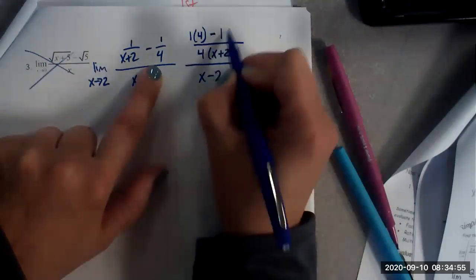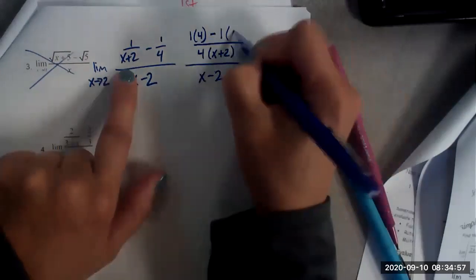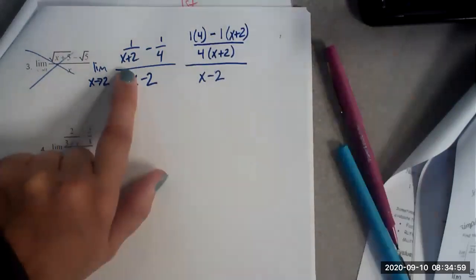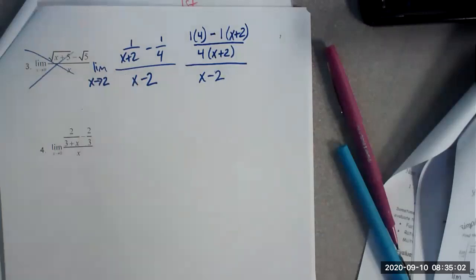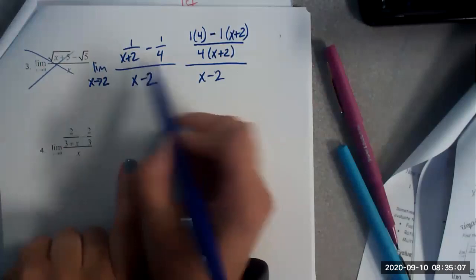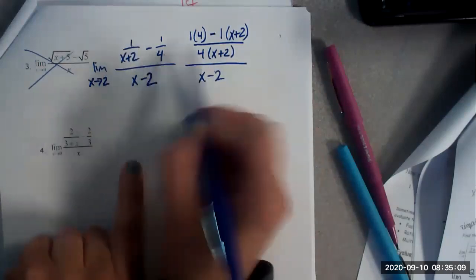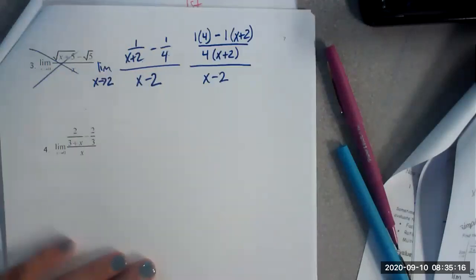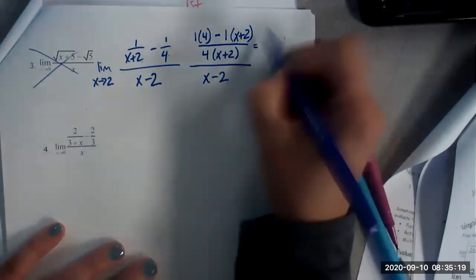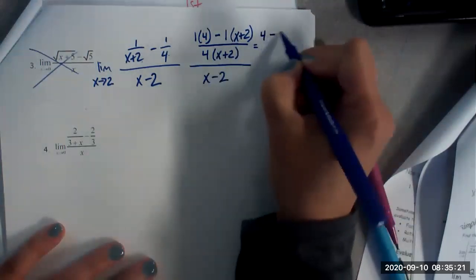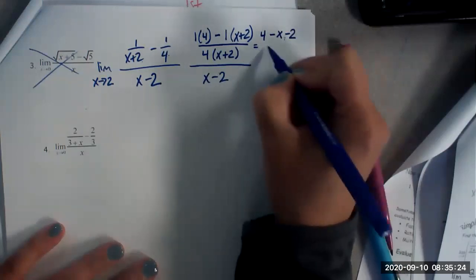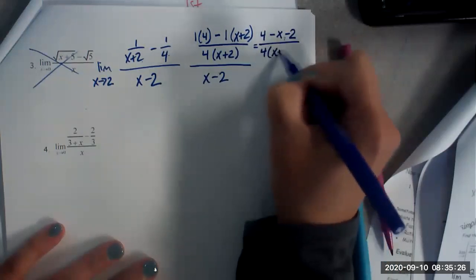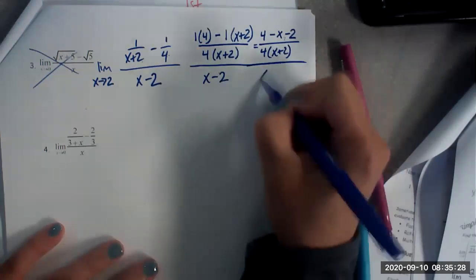Then I have to multiply that numerator of 1 times that denominator. So it's kind of like butterfly. You remember doing butterfly? Sort of like that, but it's not equal. So this times this is the bottom, and then this times this goes here, this times this goes here. Any questions about that? Now we have to work it out. So on the top, 4 minus x minus 2 over 4 times x plus 2. And all of that is still over x minus 2.